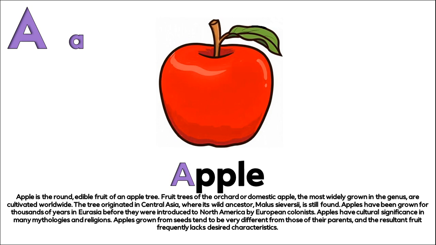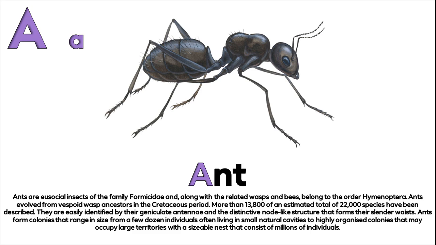desired characteristics. A. Ant. Ants are eusocial insects of the family Formicidae and, along with the related wasps and bees, belong to the order Hymenoptera. Ants evolved from Vespoid wasp ancestors in the Cretaceous period. More than 13,800 of an estimated total of 22,000 species have been described.